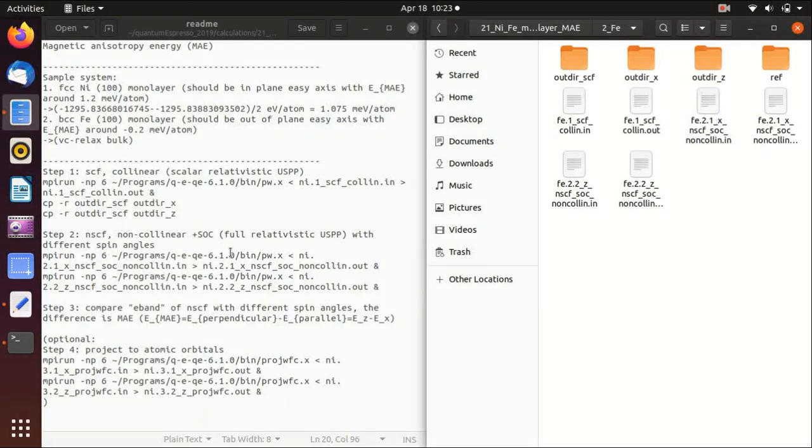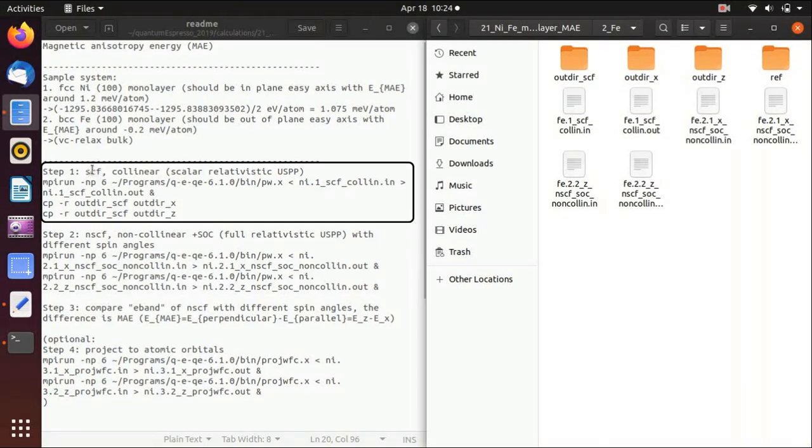In the last video I showed you in detail how to calculate the magnetic anisotropy energy for nickel 100 monolayer, and in this video I will show you how to do the same calculation for iron 100 monolayer. Basically everything is the same.